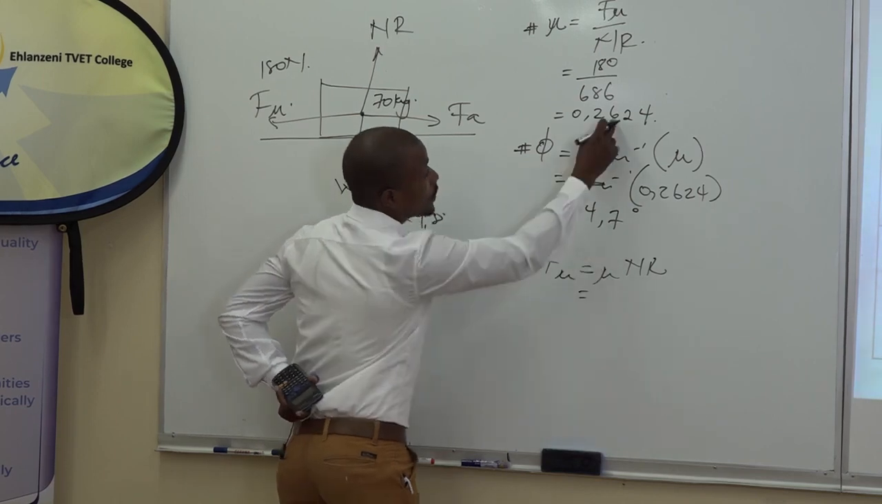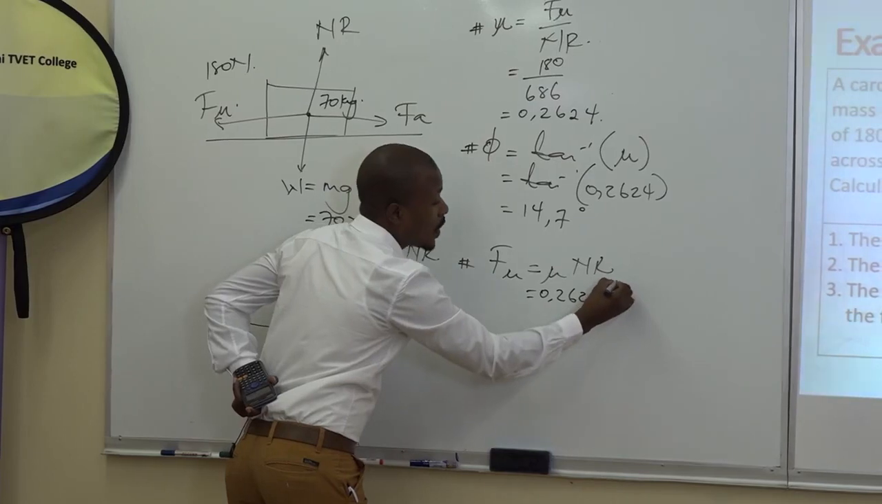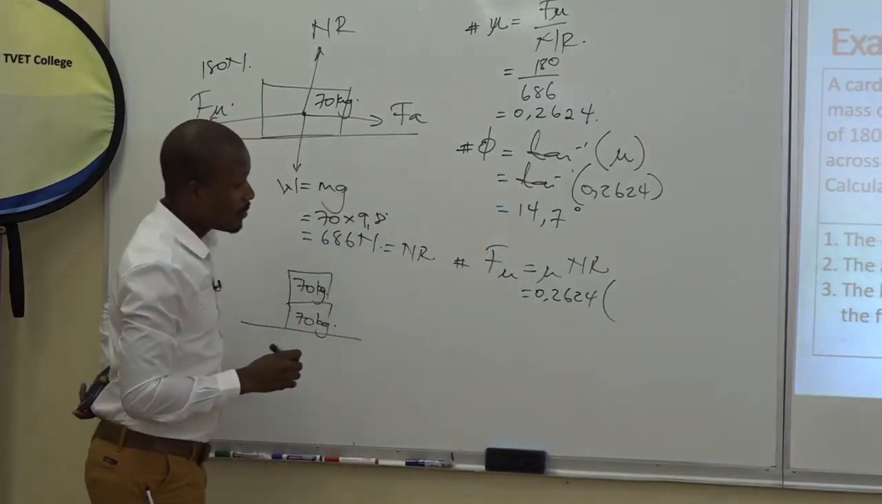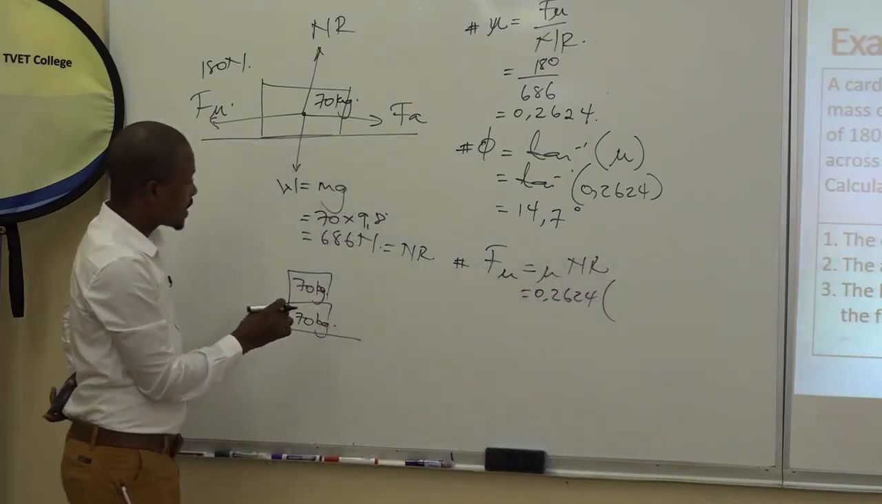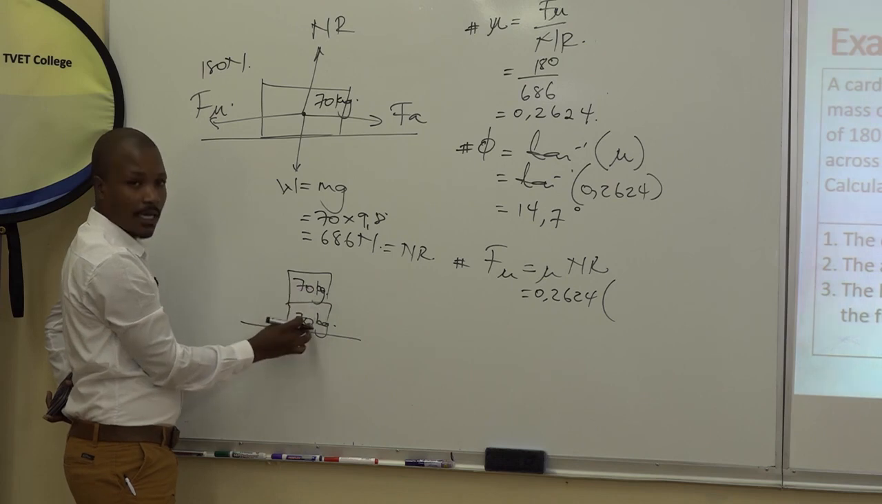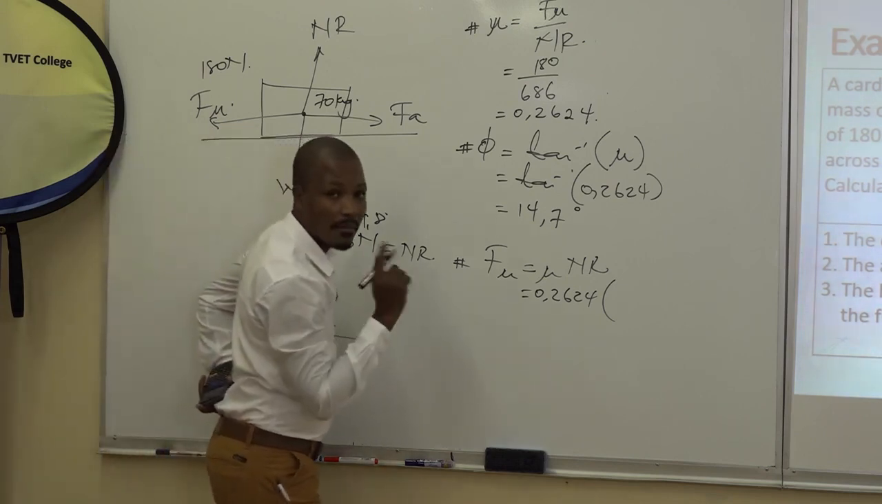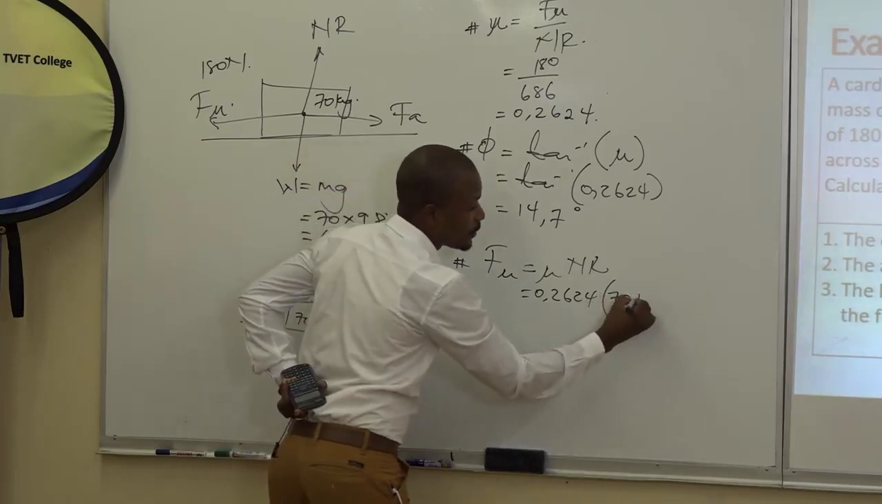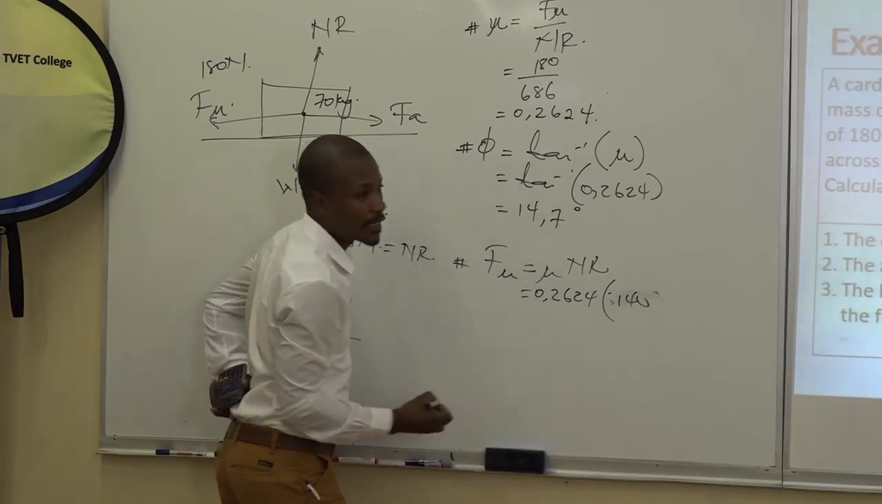And then your coefficient of friction, you already calculated it, 0.2624, multiplied by your normal reaction. Remember, how do you calculate your normal reaction? Your normal reaction is calculated by mg. But in this case, we have two boxes. It means we're going to have to add these two masses and have one mass. It means we're going to have 70 plus 70. This should give us 140.